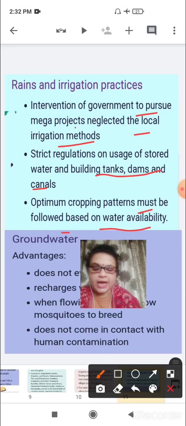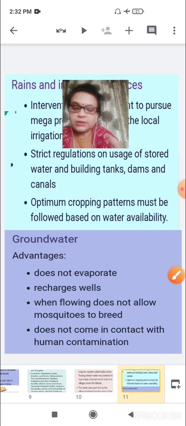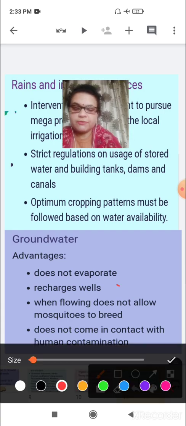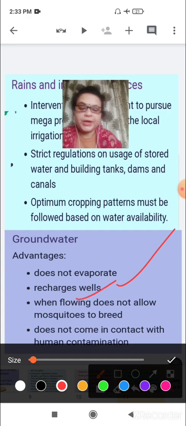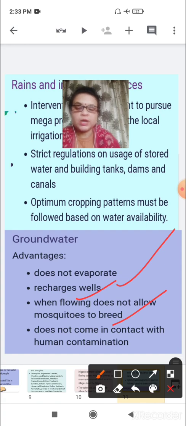And what were the advantages for groundwater? You all know it does not evaporate very fast, it recharges well, and when flowing it does not allow mosquitoes to breed. These are the advantages of groundwater, and it also does not come in contact with contamination. So it is disease free also.